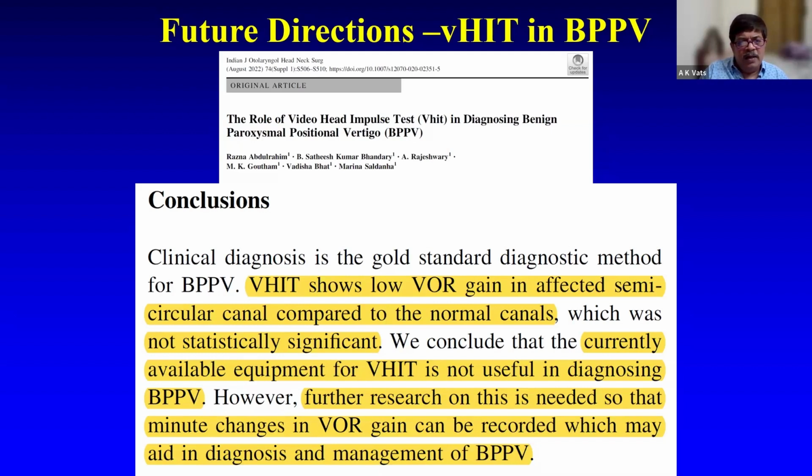After reading this article, I found that they did not have any single case of apogeotropic variant in this study, which was published in August 2022.